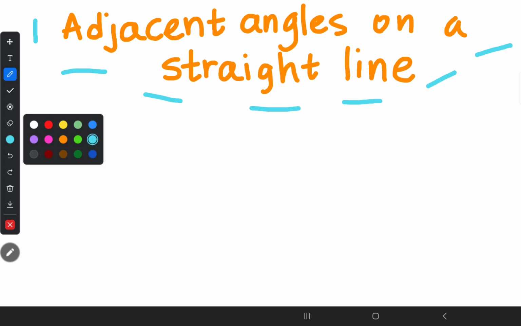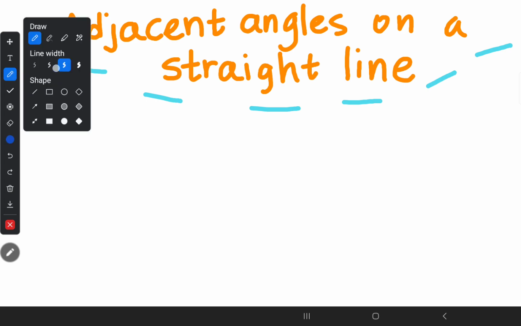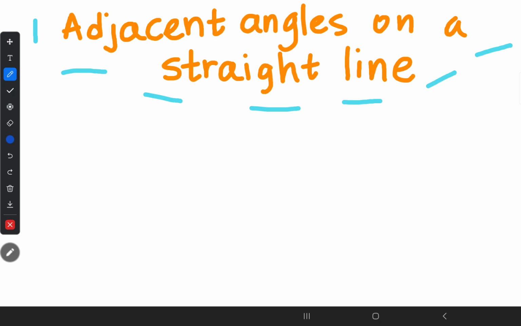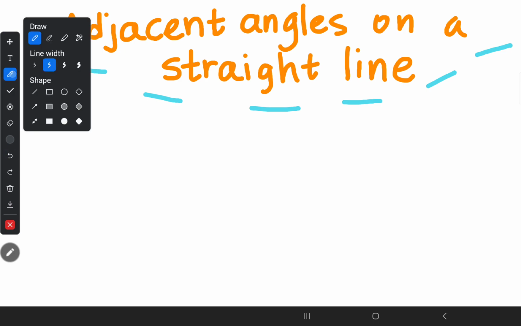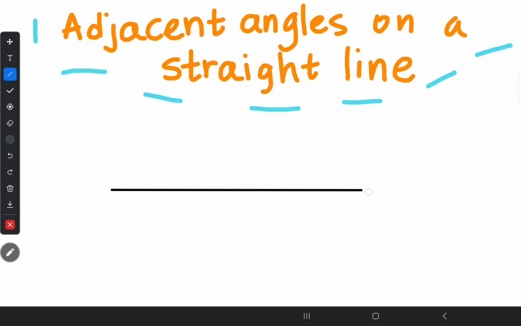Now let's see what adjacent angles on a straight line are. We know that over a straight line we have a 90 degrees angle. Sorry, 180 degrees angle. The angle covered by a straight line is called a straight angle. The total straight angle is 180.